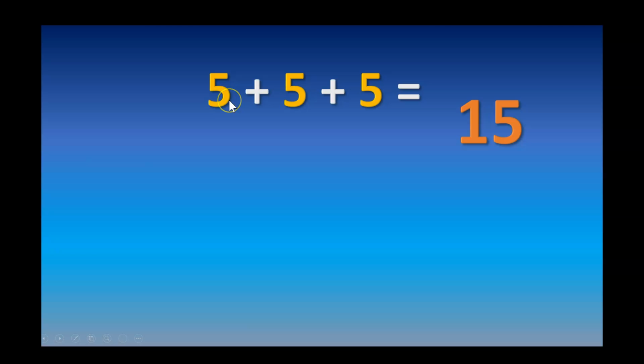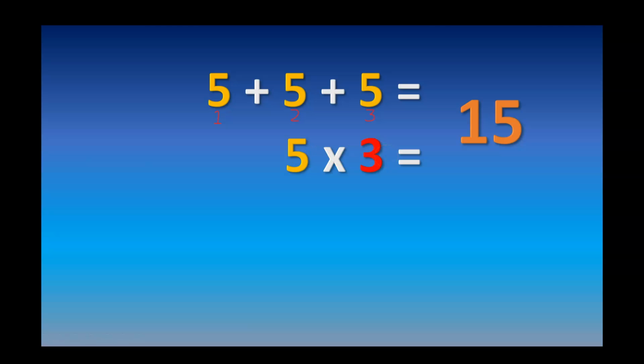We write down the number 5 3 times, and we can turn that into 5 times 3. These are the same problem, but the multiplication version is much shorter and much more efficient. It only requires 4 symbols.